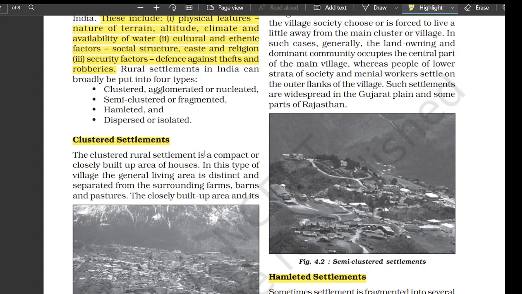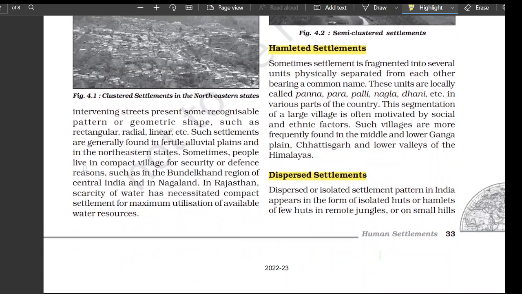Clustered settlements. The clustered settlement is a compact or closely built up area with houses. In this type of village, the general living area is distinct and separated from the surrounding farms, barns, and pastures. The closely built up area and its intervening streets present some recognizable pattern or geometric shape, such as rectangular, radial, linear, etc. Such settlements are generally found on fertile alluvial plains and in the northeastern states.